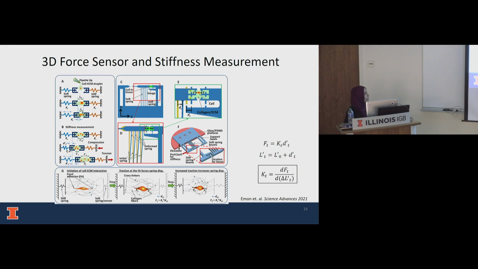Here we have the actual diagram of the platform. As you can see, there are some slender PDMS beams which act as the soft spring, and there is a thicker beam which acts as the stiff spring. When the cell is pulling, these grips move, causing these slender beams to deform, and from this displacement, we can measure the force.